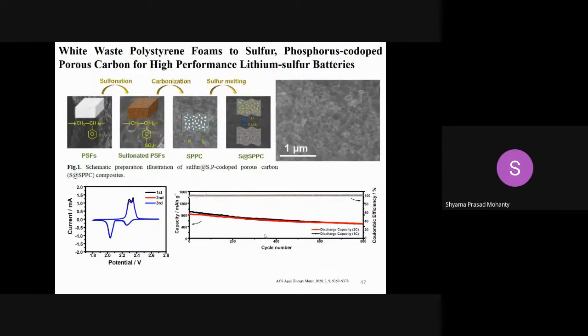Okay, then some polystyrene foams have been treated with sulfuric acid at 180 degrees for 2 hours, followed by washing, then treating with phosphoric acid, and then it was carbonized at about 800 to 900 degrees Celsius to obtain this type of porous carbon structure, which is co-doped with sulfur and phosphorus.